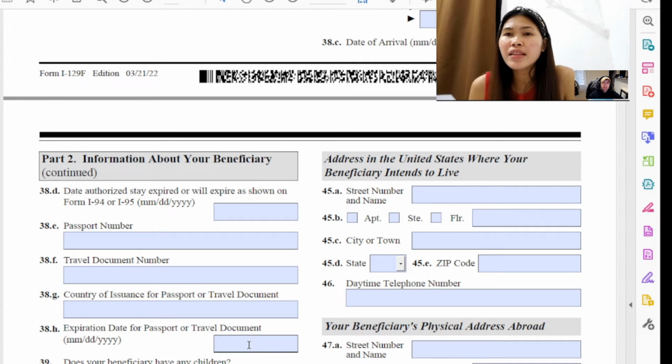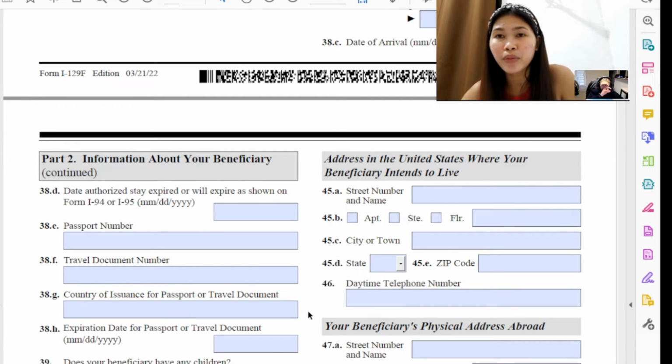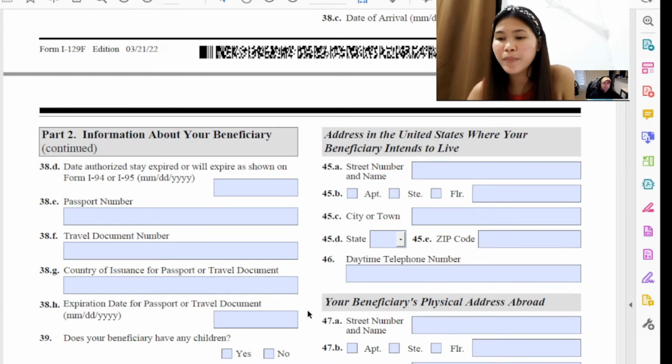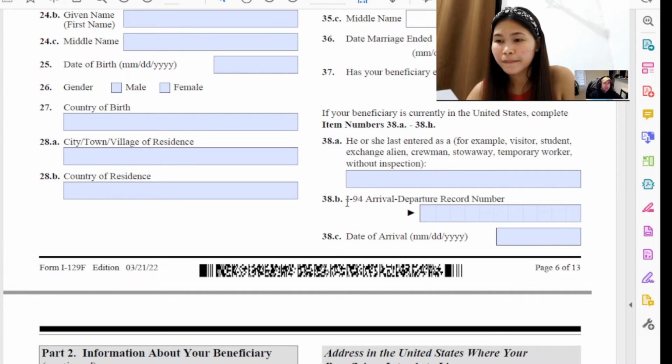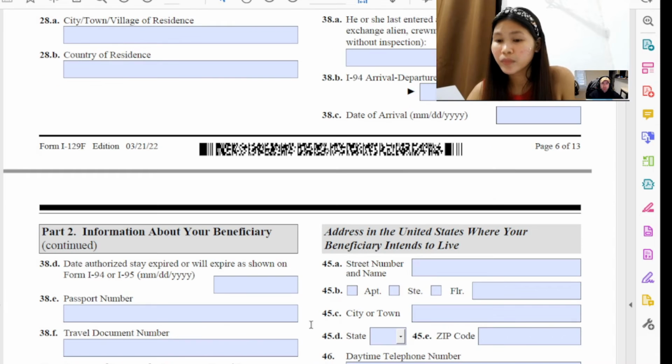Is this NA? For the passport number, you will just put your passport number, and for travel document number I put NA there. And then country of issuance, of course, Philippines. And then the expiration date for the passport, when it will expire. So I put the date. So with the I-94 though, what does your form say for 38 Delta? 38D. NA. I just put NA. Date authorized, date expired, because I haven't.